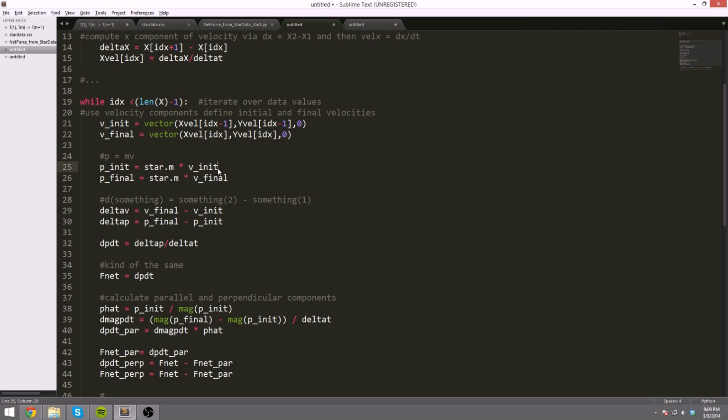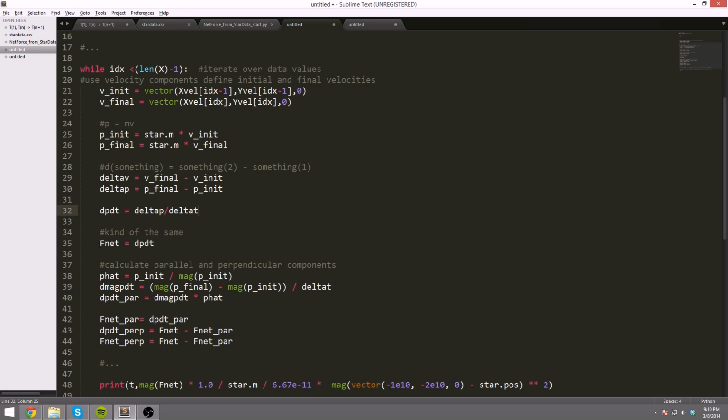P is equal to mv. That's super important to our physics class, right? It's basic and of great power. So P initial and P final are calculated with that. Delta V and delta P, well, d of something is equal to something 2 minus something 1. So that's essentially what it is. V final and P final minus V initial and P initial, and that's how you get those. dP dt is just delta P over delta t. And Fnet is the same thing, but not exactly. I'll get to that in a minute.